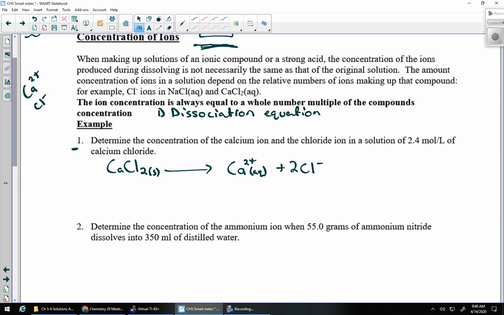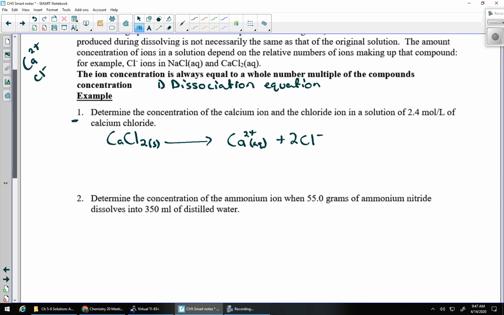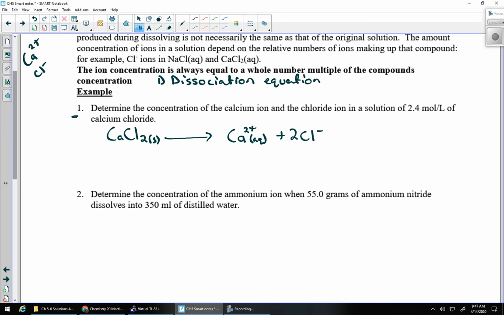So we're going to use that coefficient, and remember, coefficients are the numbers that come in front. They tell you the entire compound or ion or whatever it is afterwards. So we've got 1 calcium with a charge of 2+, and 2 chlorides, each with a charge of 1-. Cool. So the question is, determine the concentration of the calcium ion and the chloride ion in a solution of 2.4 moles per liter of calcium chloride. So perfect. We know the concentration of calcium chloride.